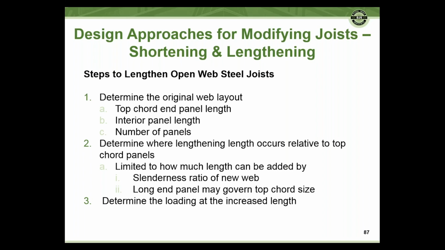Look at how much you can lengthen. Sometimes that lengthening is limited based on the slenderness ratio of that end panel. If that end panel gets too long, the slenderness ratio of those end panels may govern the size of that top chord. So be careful of how much longer you make that end panel. Also, increasing that end panel increases the length of that new end web. So increasing the length of that end web, you've got slenderness ratios to consider for that end web, especially if you have to be concerned about uplift.